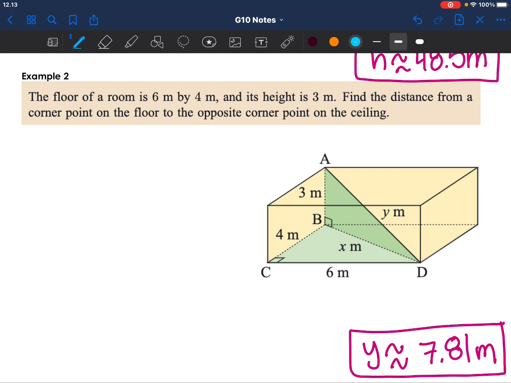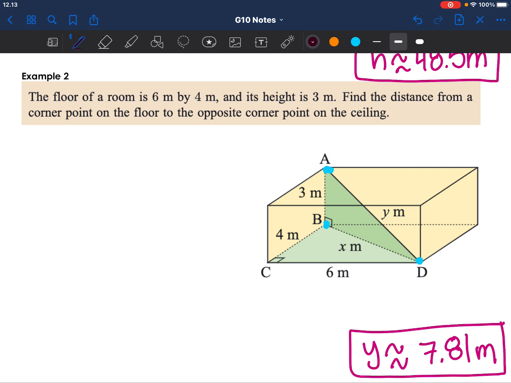Okay, so they're asking here, what is the distance between the corner point on the floor to the opposite corner point on the ceiling. Wait, hold on. This one goes to that one. So somewhere on the floor to the ceiling. D to A. Okay, so as you guys can see, we have two unknowns here. We don't know the distance between B and D, so we need to find that as well. Alright, I'll let you guys do that.